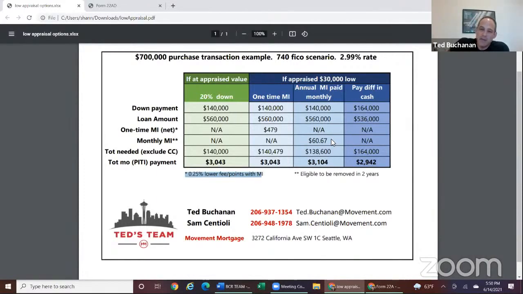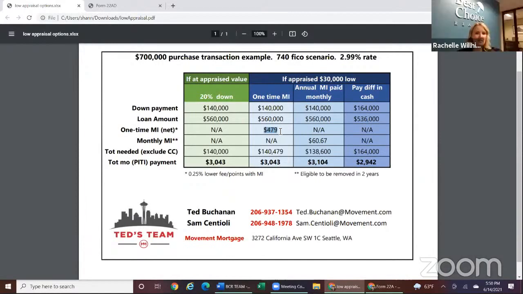And that could be the difference between that buyer being willing to even fill out the 22 AD and, as I'll go into later, we can get even more aggressive with this. But in the left blue margin, you can also pay a relative pittance to buy out the insurance altogether. So instead of paying $60.67 per month, you come up with an extra $479 that buys out the insurance, what we call single premium mortgage insurance.